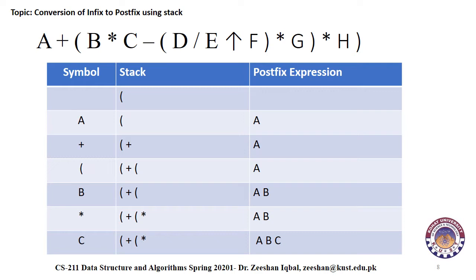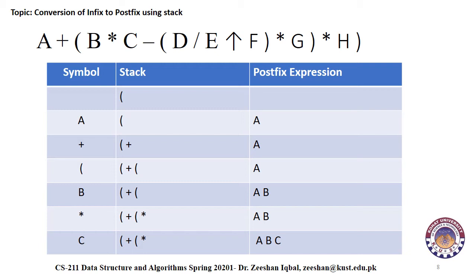As we can see, the first symbol is A, which is an operand. We will put A in the postfix expression directly. The next symbol is plus, which is an operator. So we have to check if the top position of the stack contains an operator. As we can see, there is no operator, so we will push the new operator plus on the stack directly.